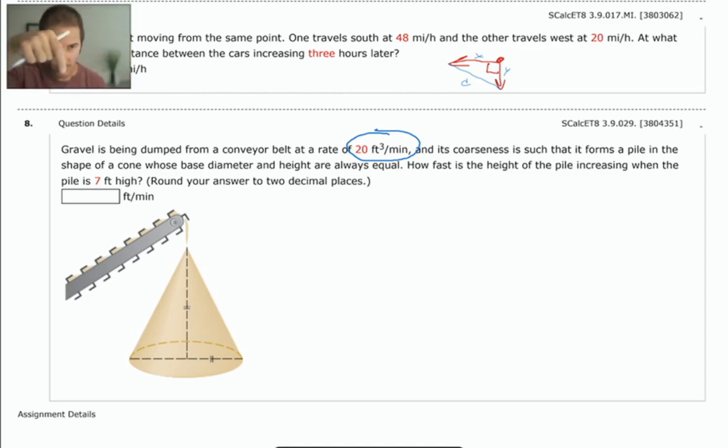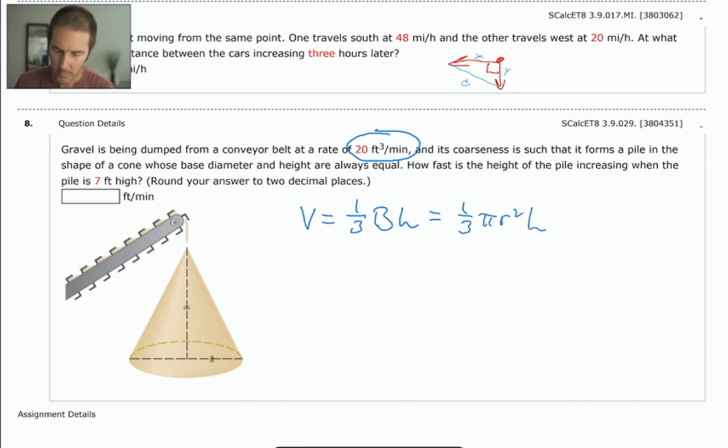It's that cone right down there. I can see it from here. What's the equation that describes the volume of a cone? It's 1/3 base times height. Notice the capital B again. The base of this thing is a circle, so this is going to be 1/3 pi r squared times h.